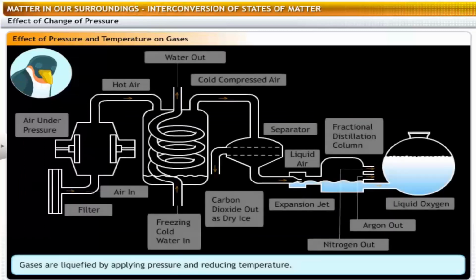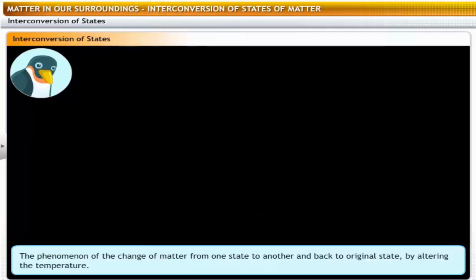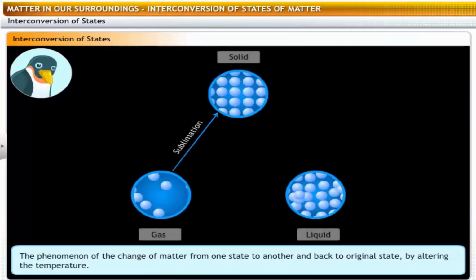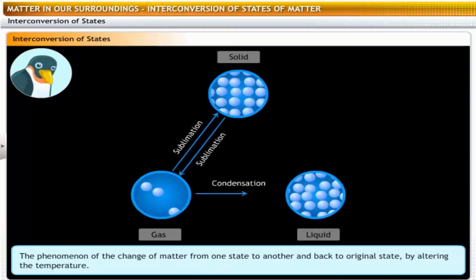However, this is possible only in gases because gases can be compressed. Gases can be liquefied by increasing pressure and lowering temperature. This principle is used in the liquefaction of air to separate the components of air. To sum it up, the process where matter changes from one state to another and back to its original state by altering the temperature is interconversion of the states of matter.